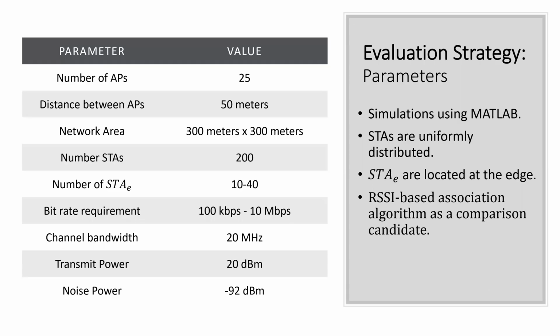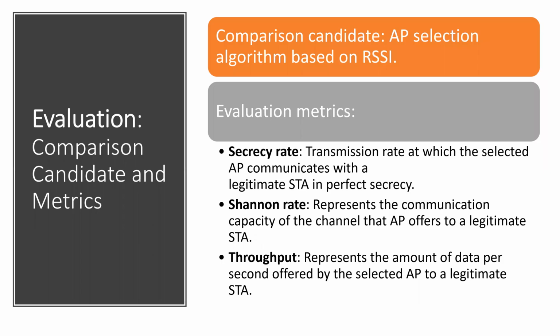We evaluated the work through MATLAB. So we simulated a large Wi-Fi network consisting of 25 access points deployed over a large area and 200 legitimate stations, with the number of eavesdropping stations varying between 10 and 40. The rest of the parameters are described in detail in the paper. For comparison, we use the conventional access point selection algorithm, which is based on RSSI, which you find today in large Wi-Fi networks. In terms of evaluation metrics, we focus on the following.